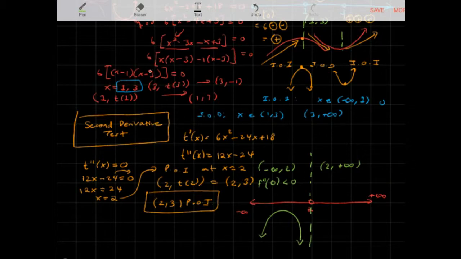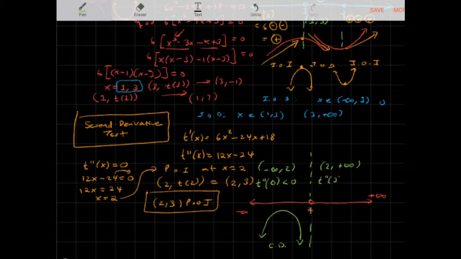So if the second derivative is less than 0, and instead of saying f, we should write t, right? I'm just so used to writing down f. So you get t double prime of 0 is less than 0, and as a result it's concave down in this portion. Okay, so it's concave down in this portion.